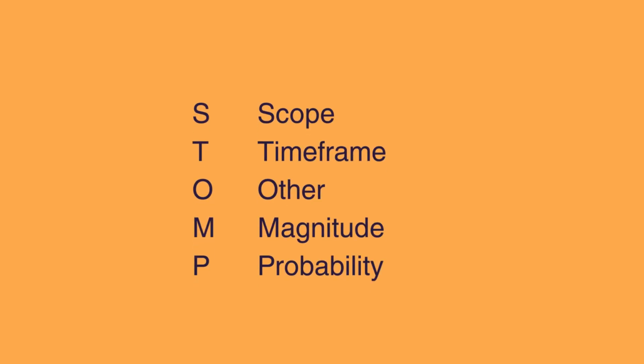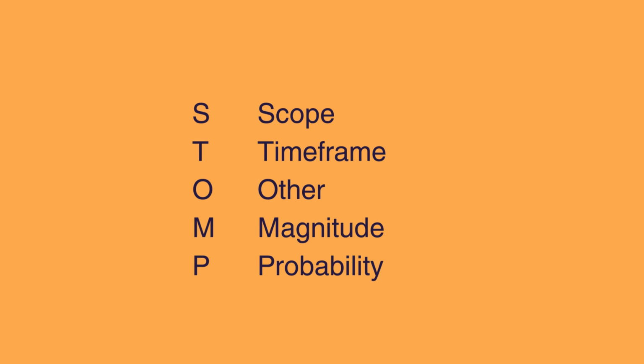Now, there's an acronym that's very helpful for weighing. It's called STOMP, and each letter represents a weighing metric. S stands for scope. How many people are affected? So think 1 broken arm versus 10 broken arms. T stands for time frame. So for how long are people affected? Do we have 1 year of suffering or 10 years of suffering?